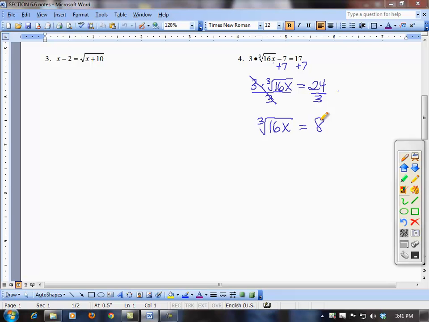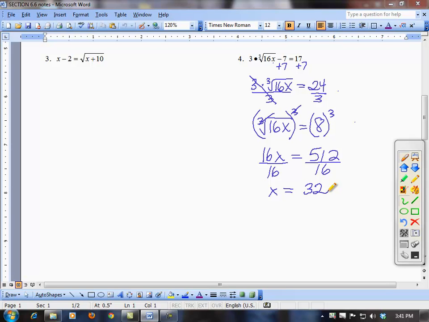Now, the next thing we want to get rid of is the cube root. So to get rid of a cube root, we're going to cube both sides, just like when we got rid of a square root, we squared both sides. The cube root and the cubed cancel out, so I'm left with 16x equals, and 8 cubed is 512. So to solve, I divide by 16, and I get that x is 32.